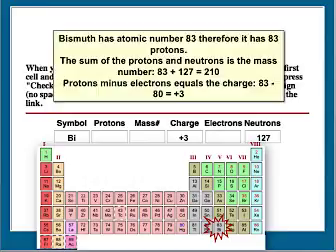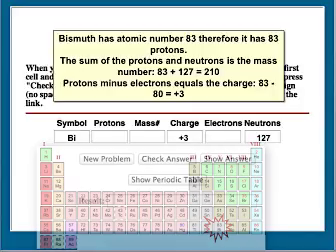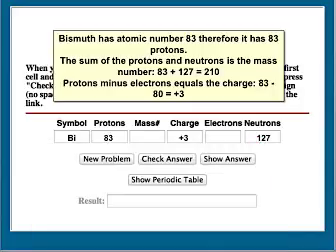Therefore, atomic number of 83, 83 protons. If we have 127 neutrons, that means our mass number is 210. Finally, if we're at +3, we have 3 more protons than we do electrons. We have 80.